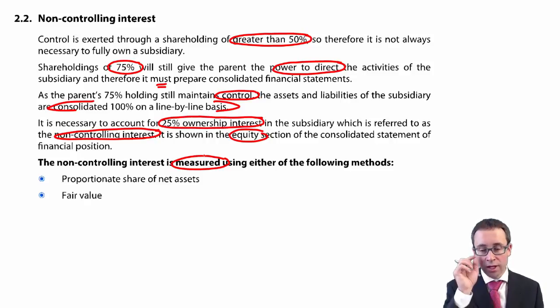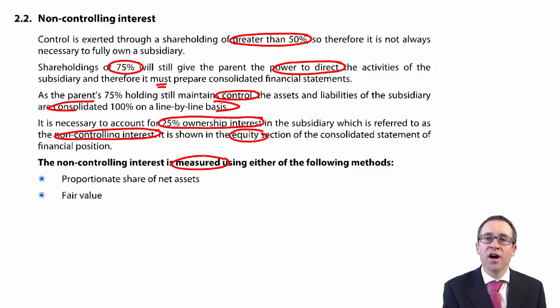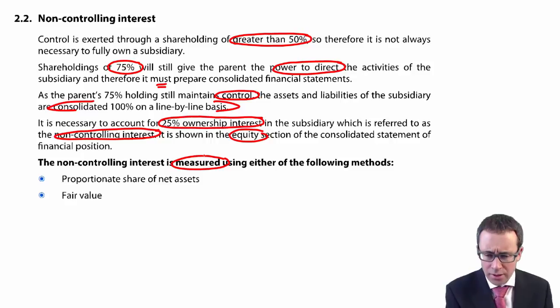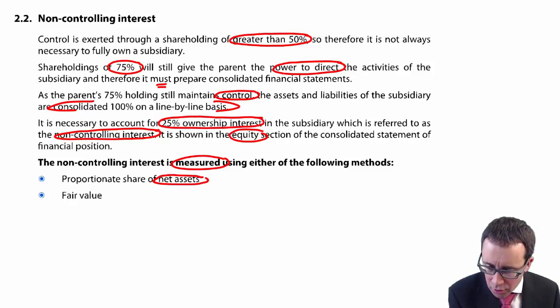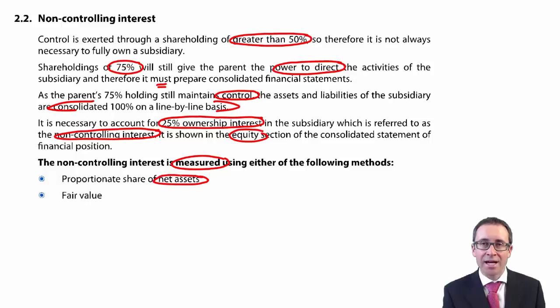So first of all, we have what is referred to as the proportionate share of net assets method. If we own 75%, essentially we own 75% of the assets and 75% of the liabilities. So therefore, the non-controlling interest own 25% of the assets and 25% of the liabilities. To work out the non-controlling interest, we will take the non-controlling interest share of the net assets of the subsidiary, the assets less the liabilities, because that is what the NCI own. So the key bit there is that we're taking our non-controlling interest share of the net assets.